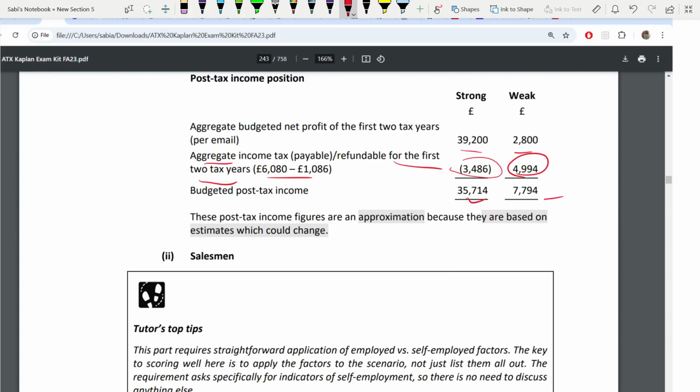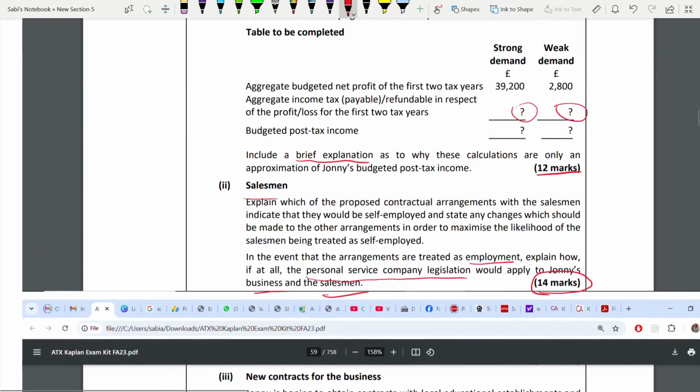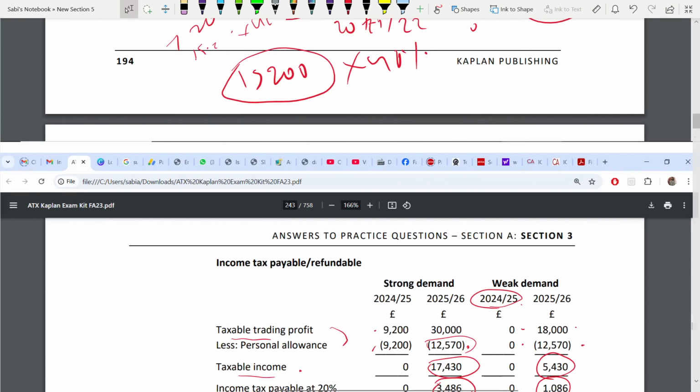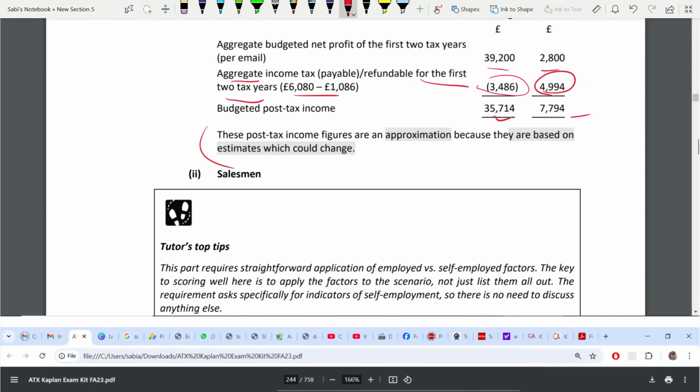Remember, the requirement is not over here. They asked you one more question, which I would like to take you through. Include a brief explanation as to why these calculations are already an approximation. Often students forget this part. So this is included here. This is what is given here, this line. Just one line is enough. They are an approximation. Why? Because it's based on estimates and these estimates could change.